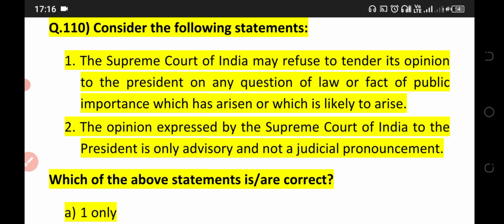Consider the following statements. The Supreme Court of India may refuse to tender its opinion to the President on any question of law or fact of public importance which has arisen or which is likely to arise. The opinion expressed by the Supreme Court of India to the President is only advisory and not a judicial pronouncement.